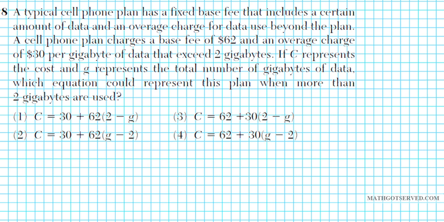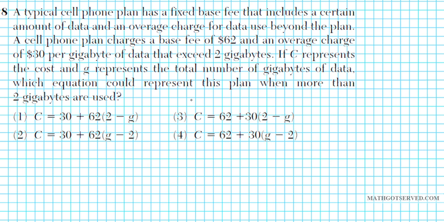All right, let's take a look at problem 8. It reads, a typical cell phone plan has a fixed base fee that includes a certain amount of data and an overage charge for data used beyond the plan. A cell phone plan charges a base fee of $62 and an overage charge of $30 per gigabyte of data that exceed 2 gigabytes. If C represents the cost and G represents the total number of gigabytes of data, which equation could represent this plan when more than 2 gigabytes are used?